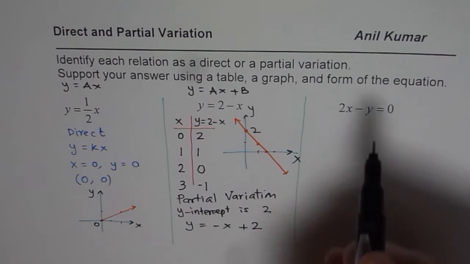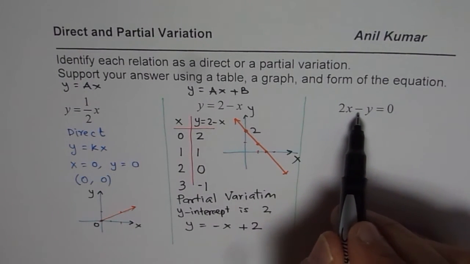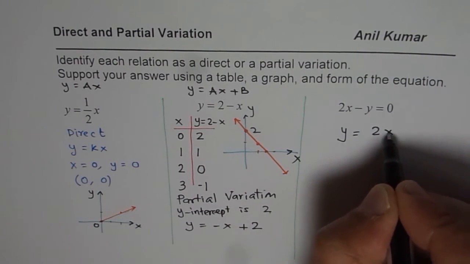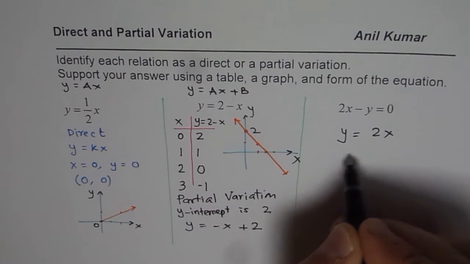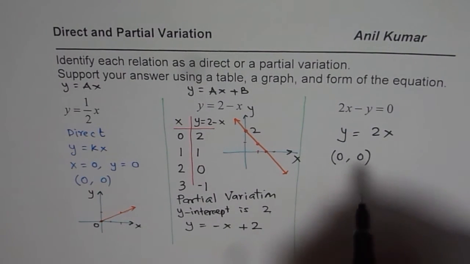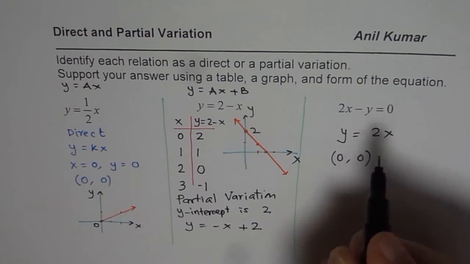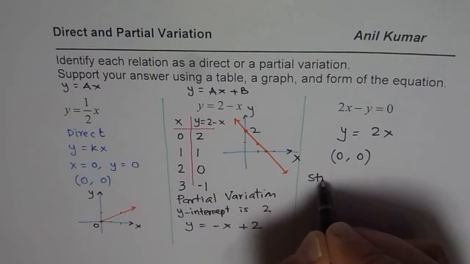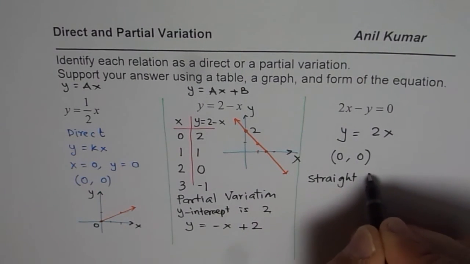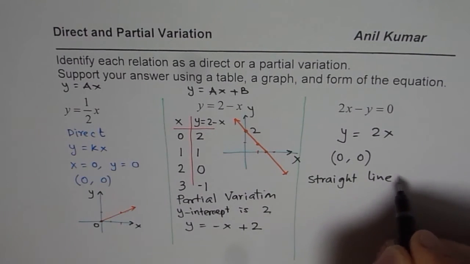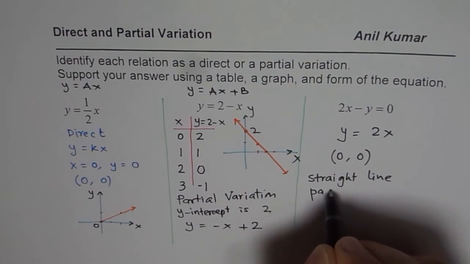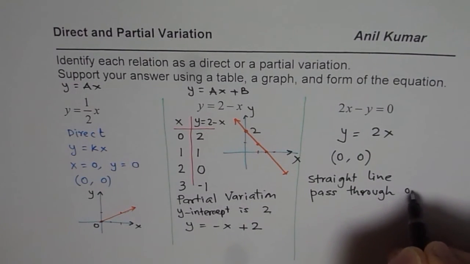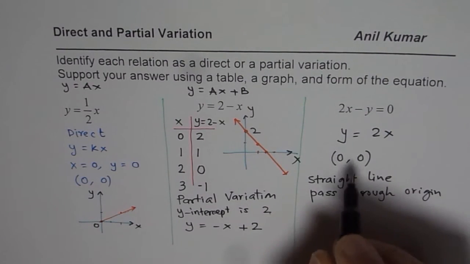Let's look into the next equation. The equation given to us is 2x minus y equals 0. We can rearrange, so we get y equals 2 times x. Now if I substitute 0 for x, or if I check the point (0, 0), then it satisfies the equation. If I write 0 for x, y is also 0. Since it is a straight line which passes through the origin, we can say this is a direct variation.